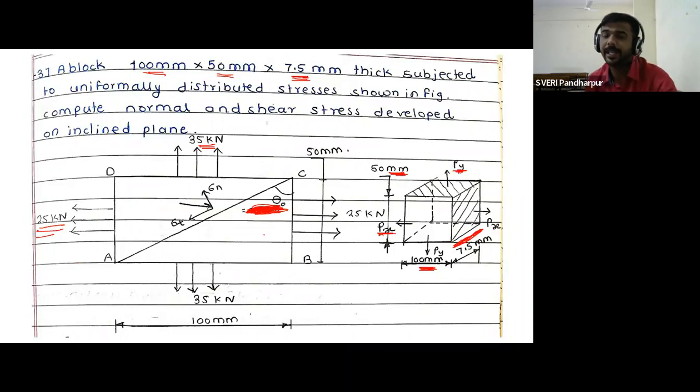separately for the area calculation. So first of all we have to calculate sigma x, sigma y, and then we have to go for the normal and tangential stress calculation. In the statement they have not mentioned the theta value. Is theta 30, 60, or 180? We do not know. But they have represented the position of theta at this particular corner C, but the value is not given.